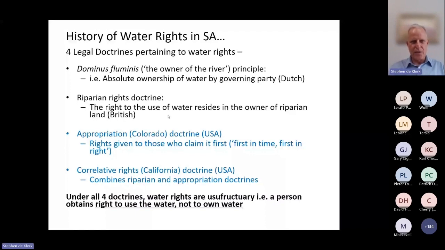And then across the globe, there's the appropriation Colorado doctrine from the US. And in terms of that, rights are given to those who claim it first. They talk about a first in time, first in right principle. And finally, the correlative rights, or the California doctrine, also from the US, which combines riparian and appropriation doctrines.